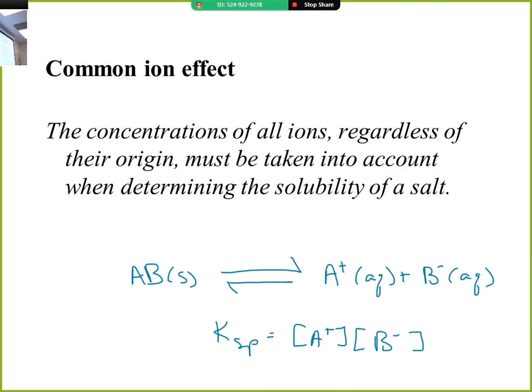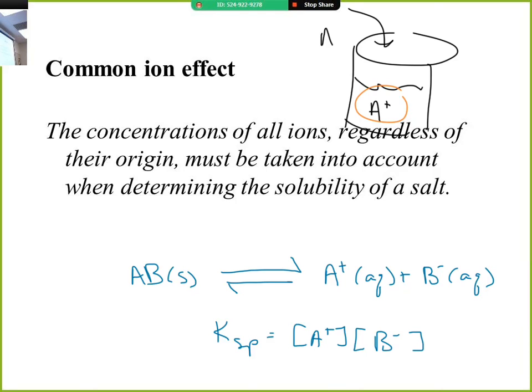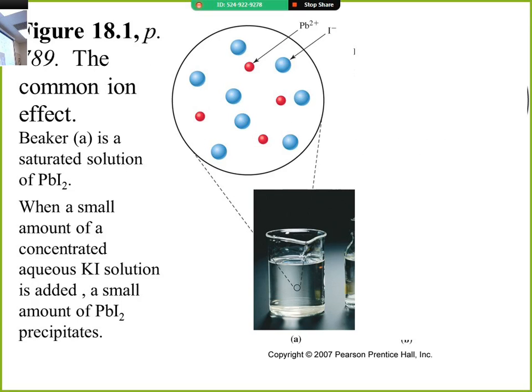But in this case, basically you're going to try to dissolve this into something that's not pure water. So you're going to try to dissolve it, and successfully, to a certain extent, dissolve it in something, for instance, that already has A+ in it, or already has B- in it. That's the common ion effect. Common because you have a salt up here you're trying to dissolve, AB solid, and there's already some of that cation or anion in the liquid. Okay, so it's not pure water. That's the common ion effect. Well, that's one variation of it.